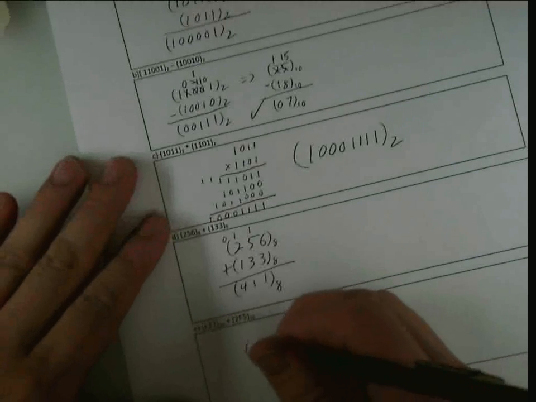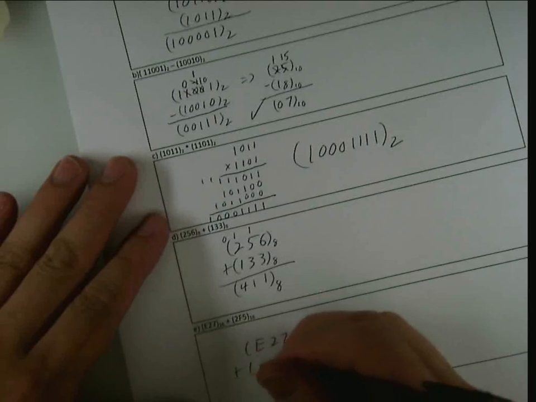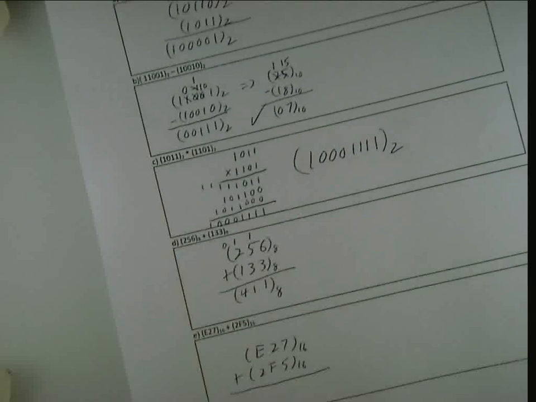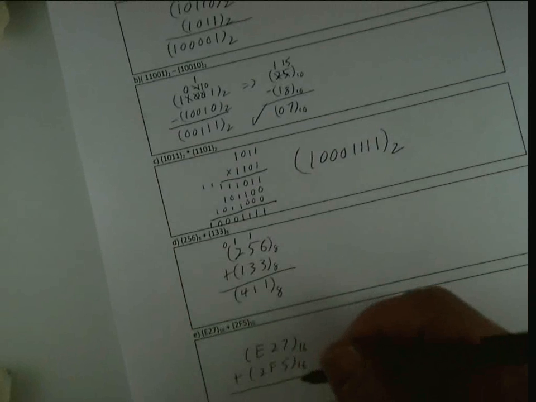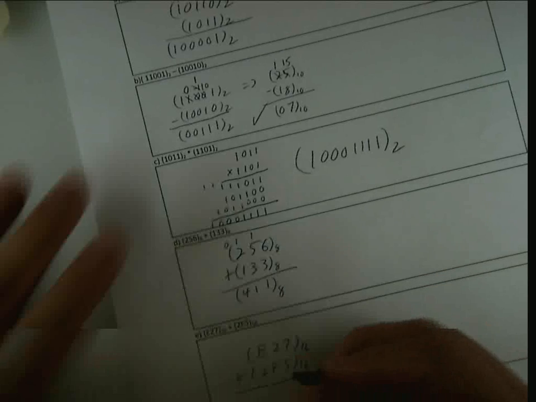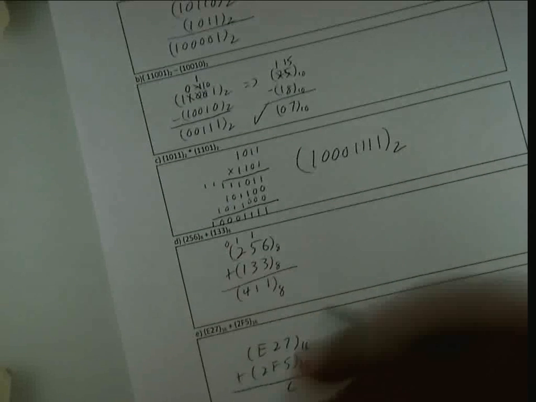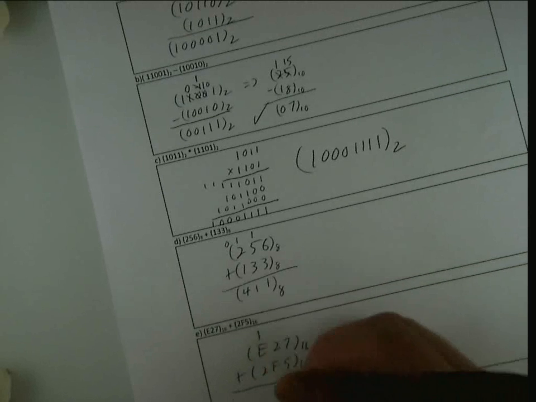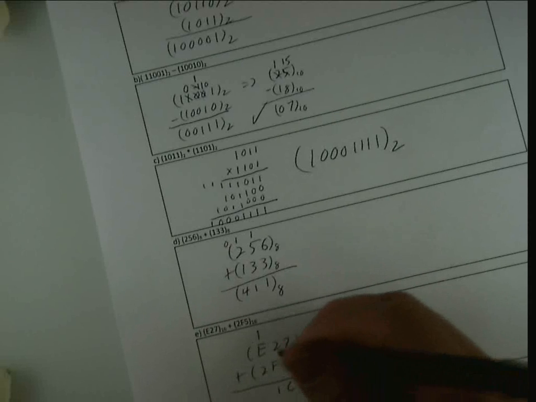Now, E27 in base 16 plus 2F5 in base 16. We just have to make sure that we have a carry anytime we go above 16 in a single order of magnitude. So, 7 plus 5 is 12, which is C. And then we have 2 plus F, so that's going to cycle over and we're going to have a carry. So this is 16 plus 1 will get us the 17 that we have here, because F plus 2 is 17.